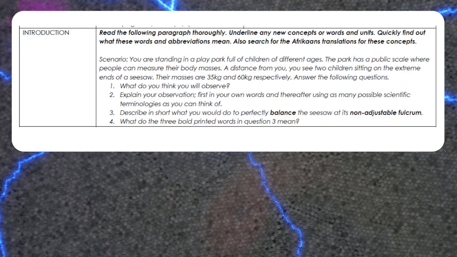Answer the following questions. 1. What do you think you will observe? 2. Explain your observation, first in your own words and thereafter using as many scientific terminologies as you can think of. 3. Describe in short what you would do to perfectly balance the seesaw at its non-adjustable fulcrum. 4. What do the three bold printed words in question 3 mean?